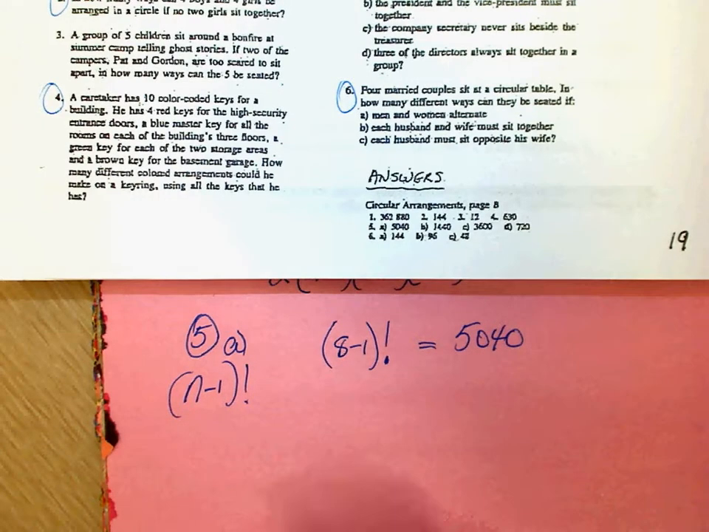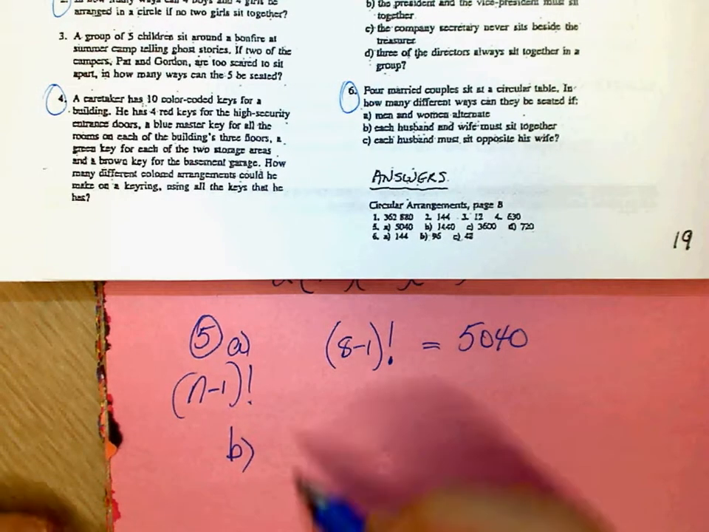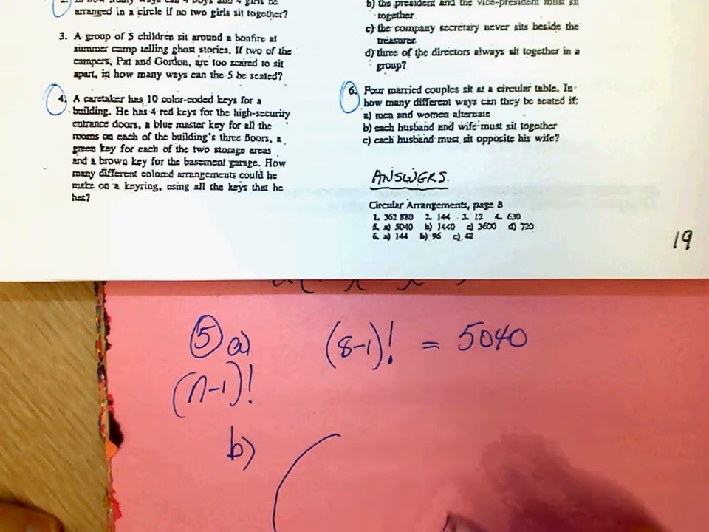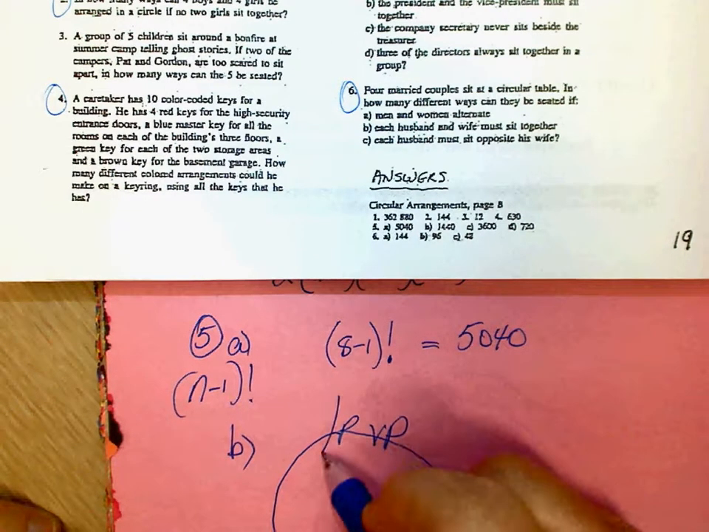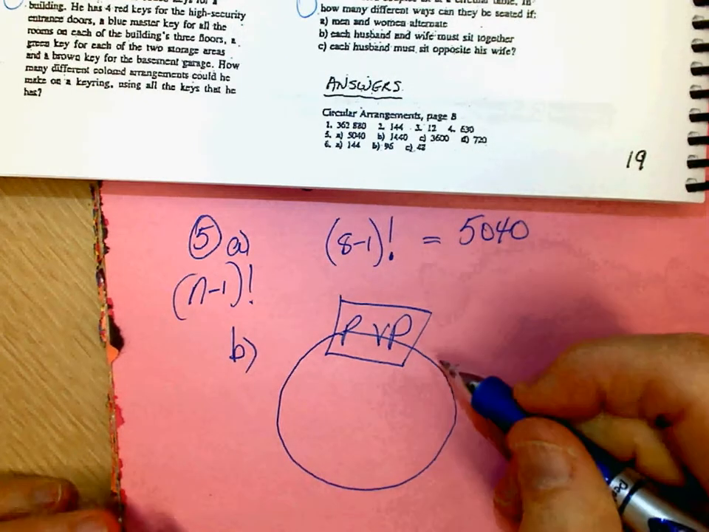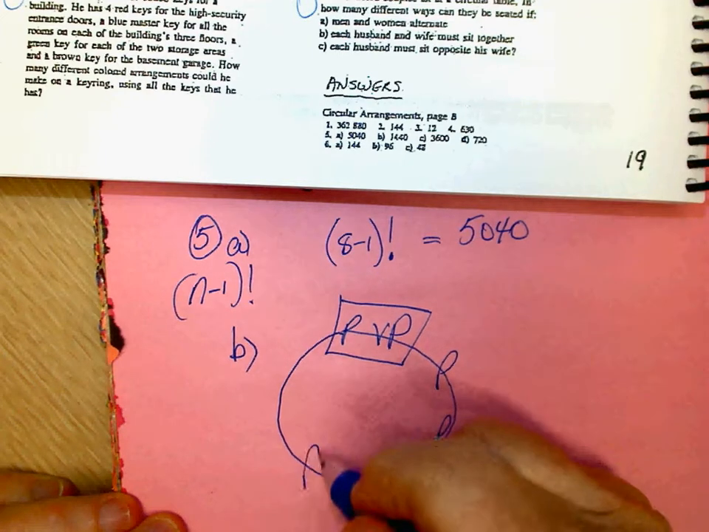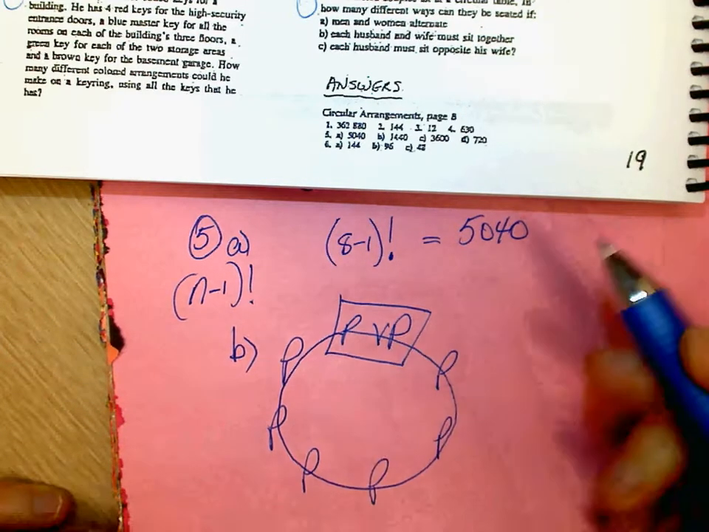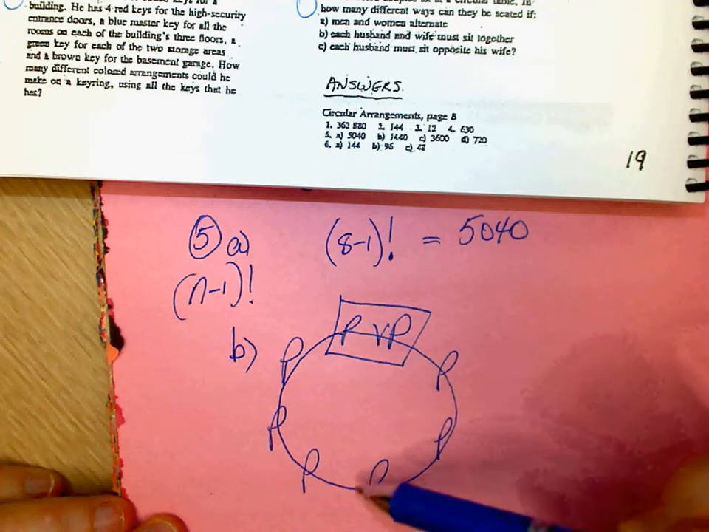Part B. The president and the vice president must sit together. So let's draw a diagram. We have a president and a vice president, and they have to sit together. And then we have other people. We have 2 people, 3, 4, 5, 6, 7, 8. So in effect now we are arranging 1, 2, 3, 4, 5, 6, 7 things.